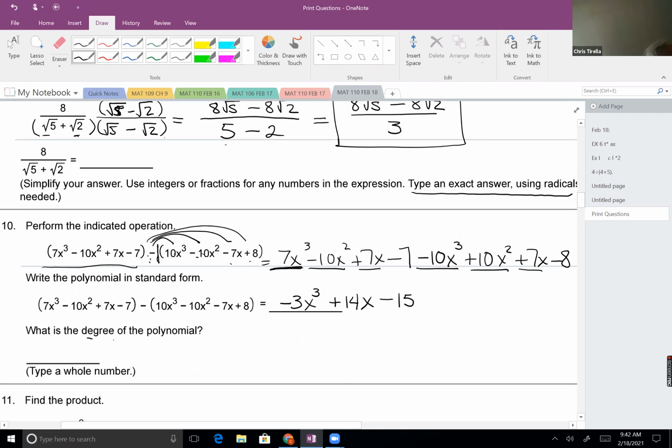When it asks for the degree of the polynomial, if it's a polynomial in one variable, the degree is just the highest exponent on the variable. And so the degree is 3. That one okay?